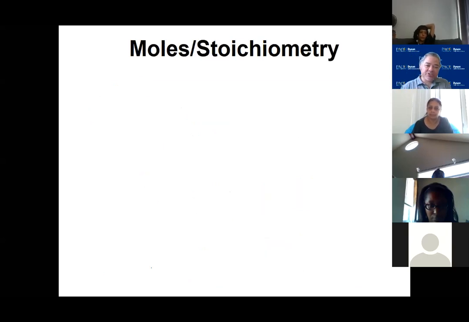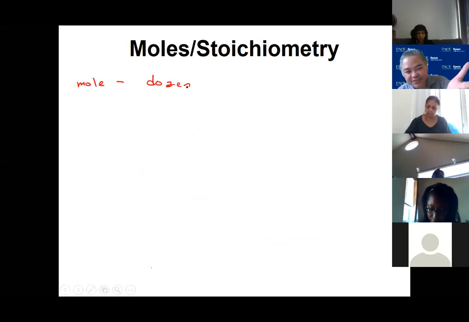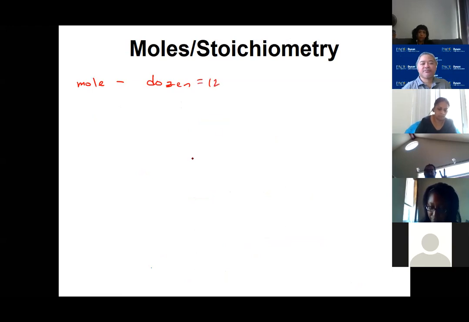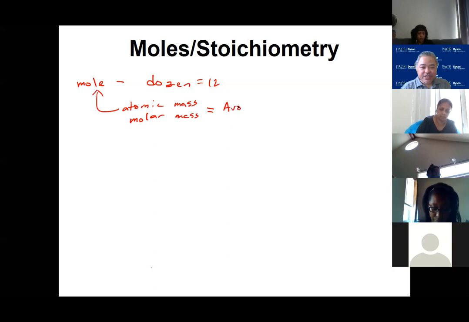Now for the moles and stoichiometry, the most important concept here is the concept of mole. Try to think of it like a number that can be associated with a dozen. When you have a dozen, you have 12 items, right? But if you have a mole, that corresponds to your atomic mass or molar mass in terms of mass, or Avogadro's number.